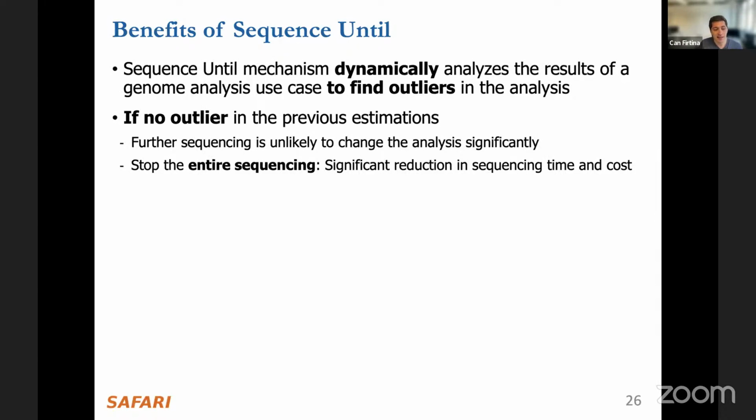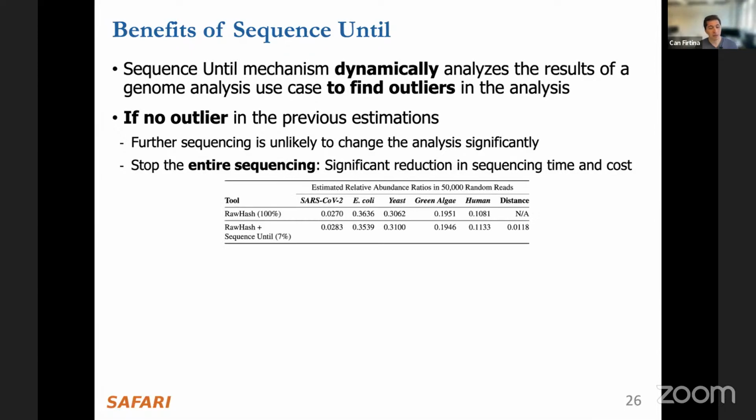So this essentially leads to a significant reduction in sequencing time and cost. And we implemented this mechanism. We identified the outlier in real time for relative abundance estimation. And what we observe is that when we implement SequenceUntil with RawHash, we can stop the entire sequencing after sequencing 7% of the sample.